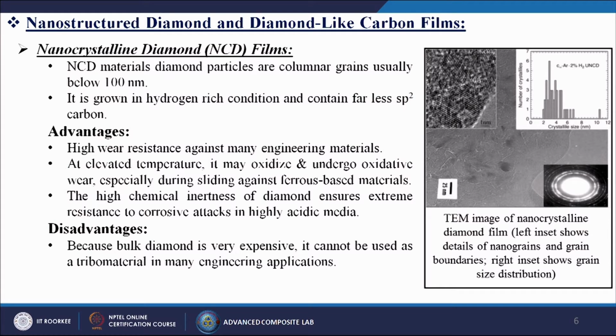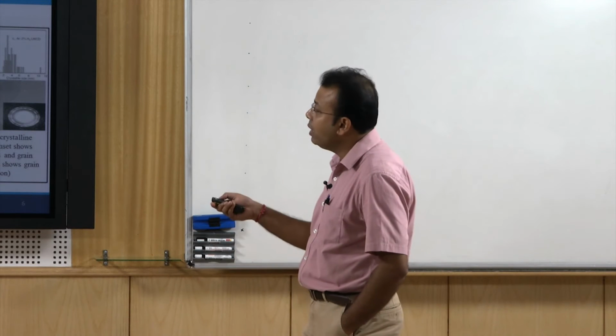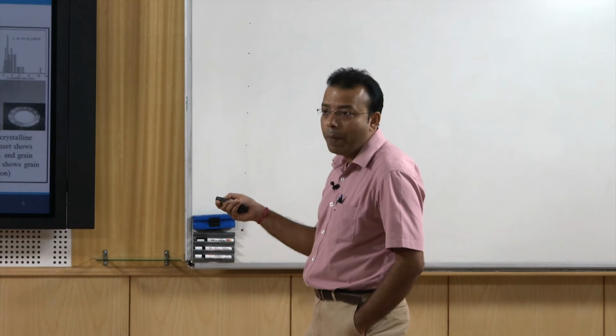It is grown in hydrogen rich conditions and contains far less sp2 carbon. What are the advantages? High wear resistance against many engineering materials. At elevated temperature it may oxidize and undergo oxidative wear, especially during sliding against ferrous based materials. The high chemical inertness of diamond ensures extreme resistance to corrosive attacks in highly acidic media. So, suppose we need to enhance certain properties, in terms of thermal properties or mechanical properties, then we can think about this kind of materials.